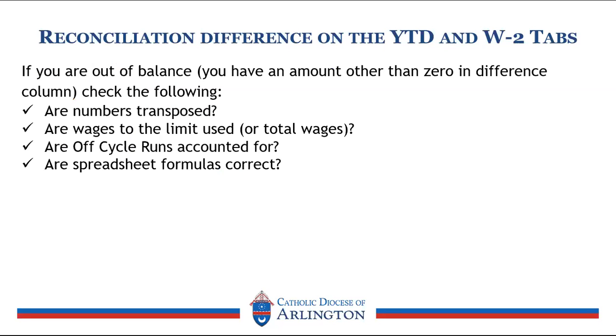Out-of-balance differences on the year-to-date and W-2 tabs can be due to transposed or incorrectly keyed numbers. Did you use wages to the limit or total wages when completing your reconciliation? Are all off-cycle runs accounted for? Are the spreadsheet formulas correct? If you still can't figure out why you are not reconciling, please contact payroll support for assistance.